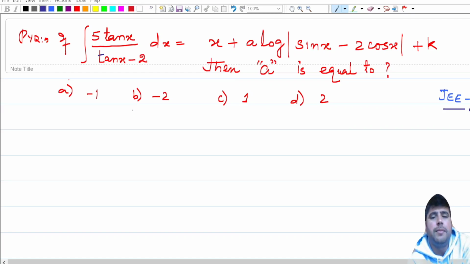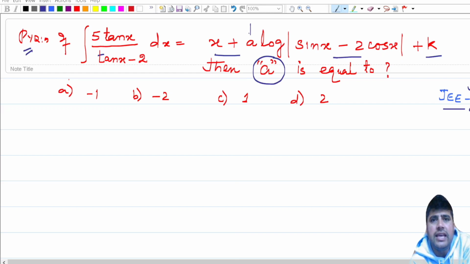Hello students, welcome back. As you know, we are doing the PYQs, and this one is from the JEE 2021. Look at the question. The integral of 5 tan x divided by tan x minus 2 is equal to x plus a log of sin x minus 2 cos x plus k. We have to find the value of a.